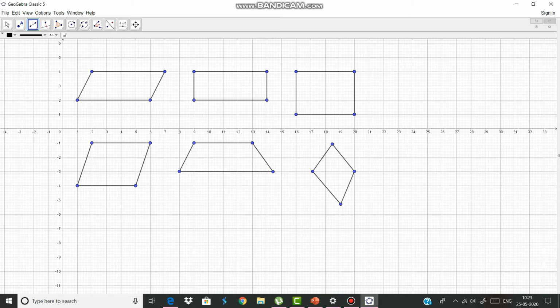In a trapezium, this is a trapezium. In a trapezium, in one pair of opposite sides, only parallel. In a kite, adjacent sides are equal, and the second pair of adjacent sides are equal. So these special criteria are there for the 6 types of special quadrilateral.